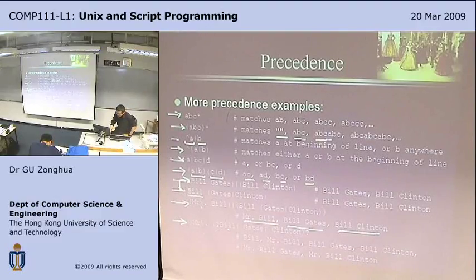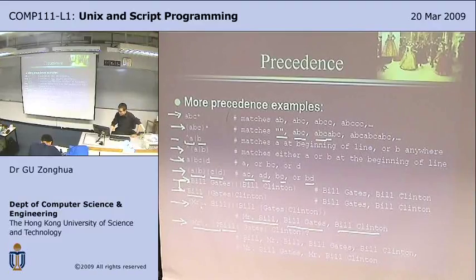So this one says you have a Mr. dot question mark. So that is 0 or 1 Mr. dots, followed by the string Bill, followed by either Gates or Clinton, repeated 0 or 1 times.